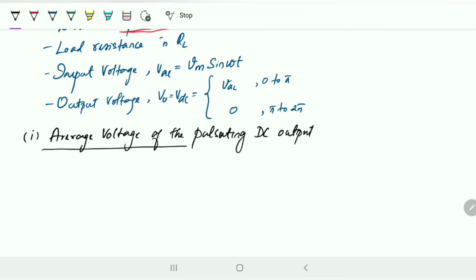Okay, this is what we are going to say. So I am going to refer to it as average, P average. So we will take it as VAV average, which is an output.